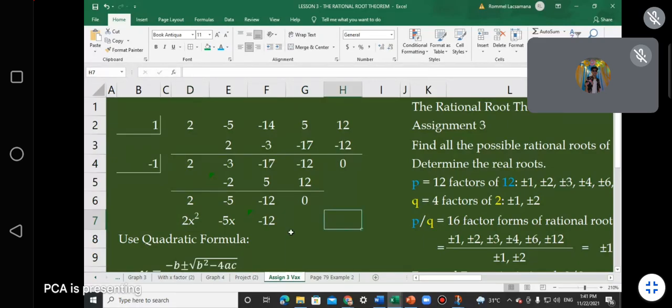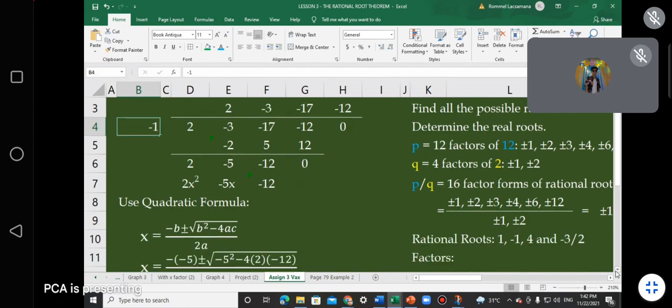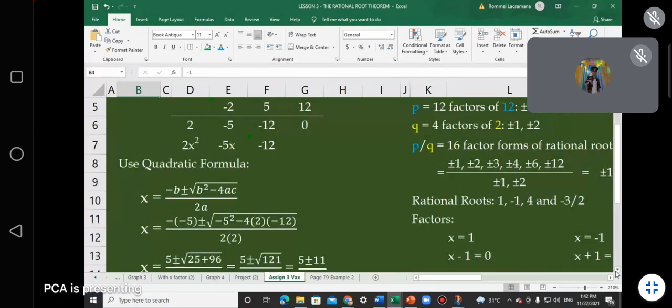Take note, this synthetic division is giving you a number, but there seems to be one there that is rational, a fraction. How do you do that? Of course, by using the quadratic formula. So bear this in mind: the quadratic formula is the easiest method for looking for those other roots.